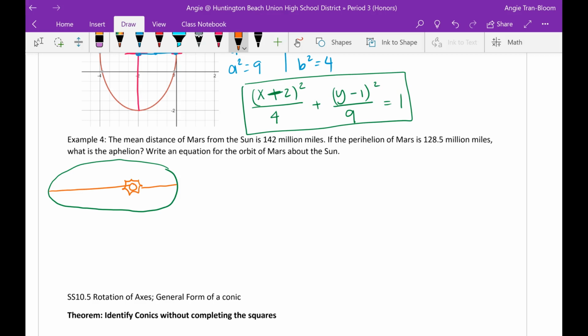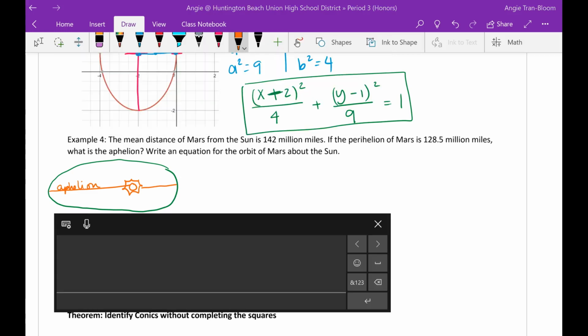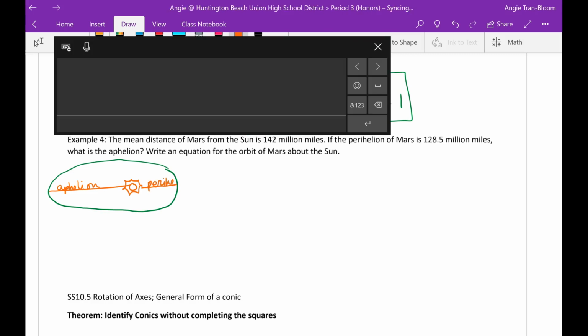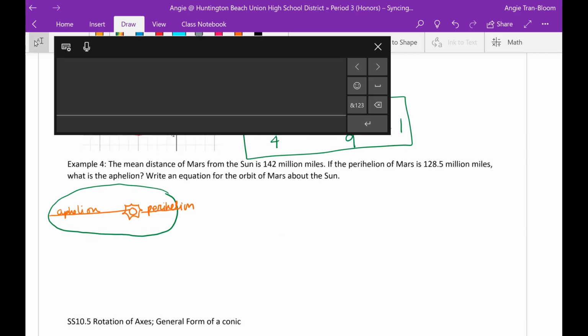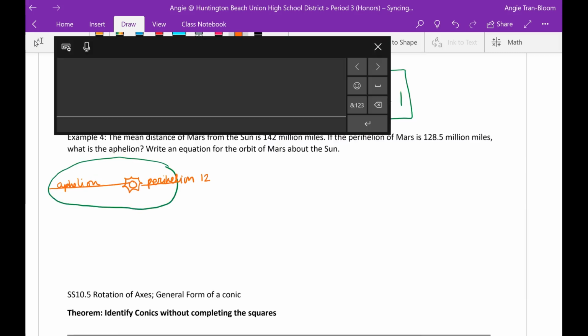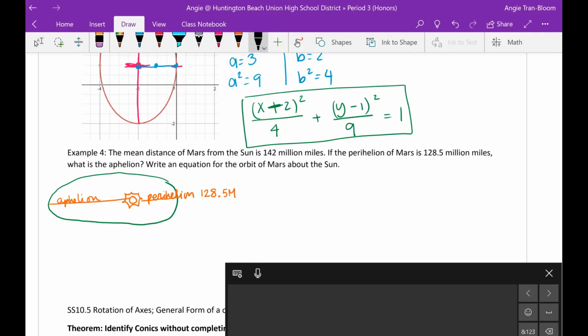Then we have to write an equation and we want to know what the aphelion is. So aphelion, based on our definition, is the longer distance from the sun. That means perihelion is the shorter distance from the sun. So this is where it is. Based on our instruction here, it says that the perihelion is 128.5 million miles. And in addition, it said the mean distance is 142 million miles.